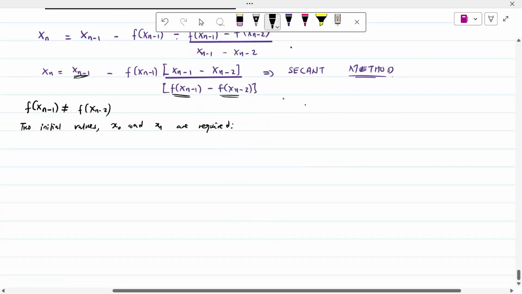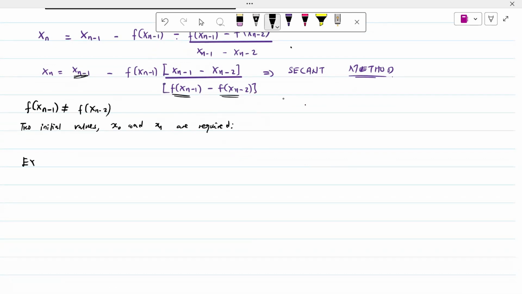Let's proceed now. So we have the given problem. Our example is x cubed plus 3x squared minus 1 equal to 0. We're only given x0 equal to -3.